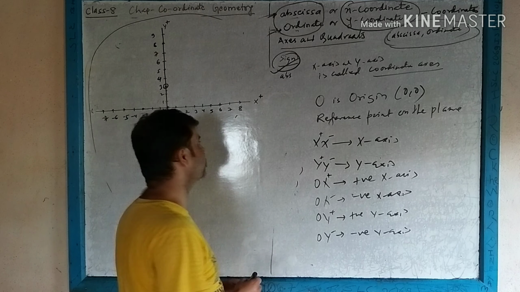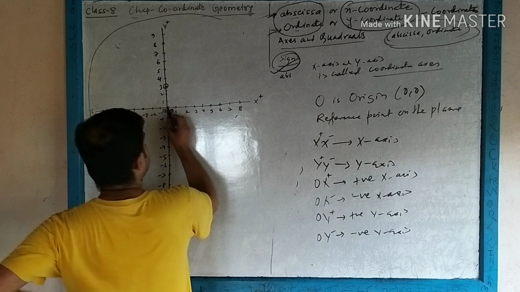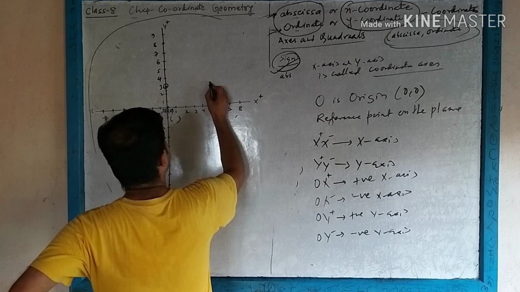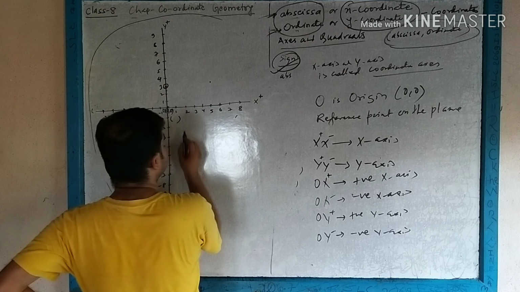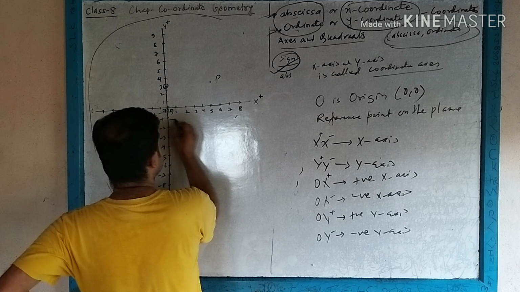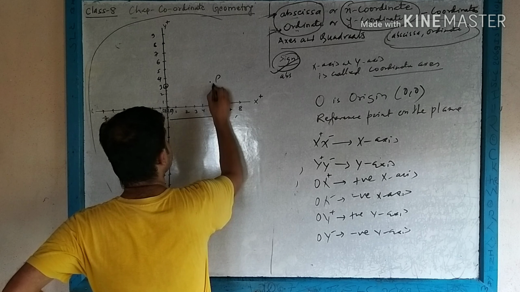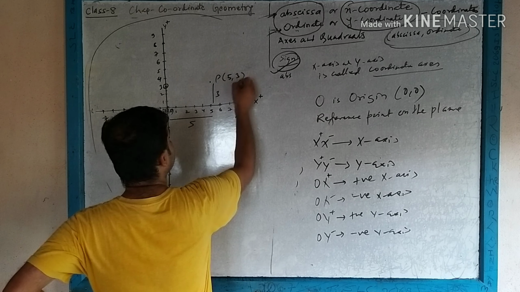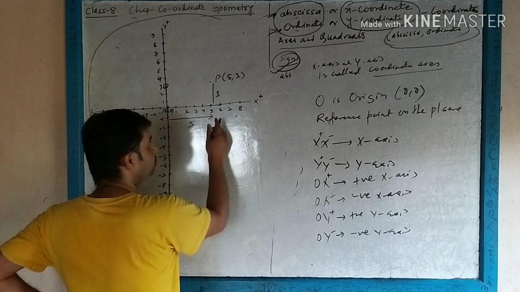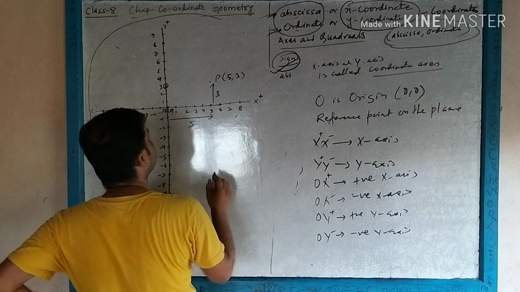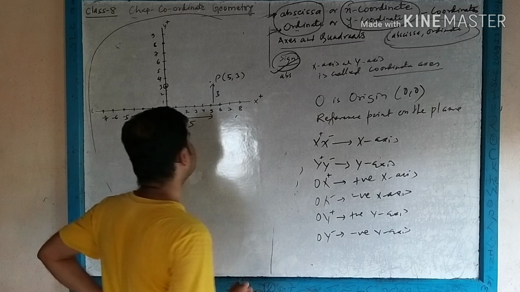Now try to understand. Here I am taking a point P with coordinates 5, 3. First, what are the coordinates of the point? P is first 5 to the right, then above is 3. So the coordinates of the point are 5, 3. Right side is positive and up is positive, so positive and positive. This point is 5, 3.